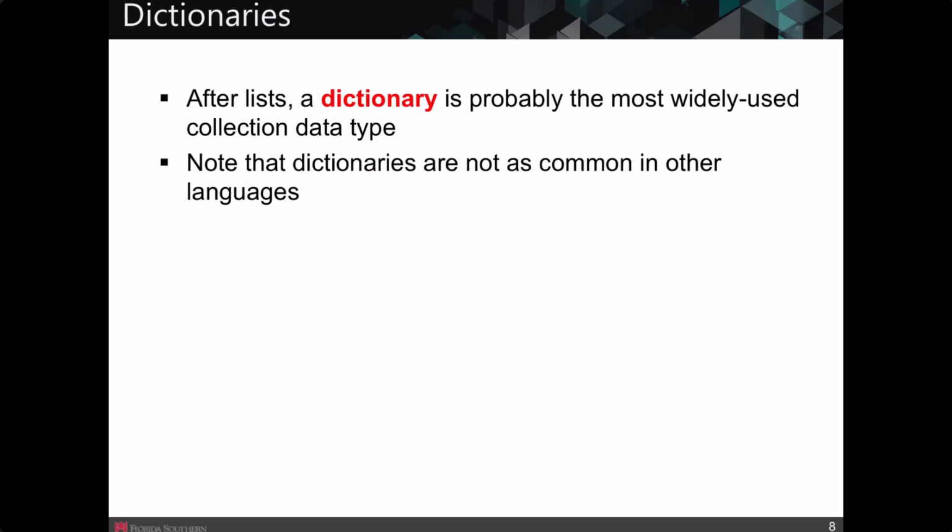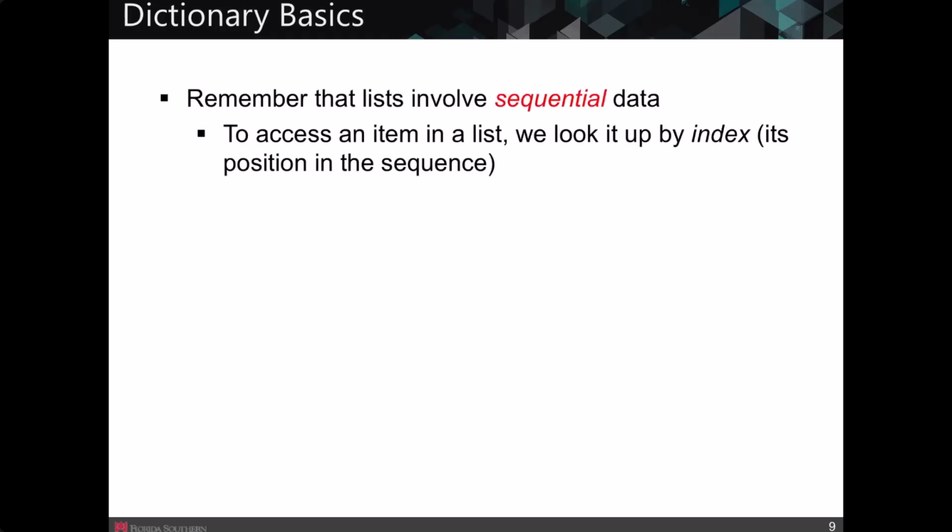So the last type of data collection is perhaps the most interesting for Python programmers, and that's something called a dictionary. Note that it's not as common in other languages. You might hear some similar data structures, like a hash map, perhaps in Java. But dictionaries are really powerful, and here's how they work. So lists, in general, if you recall, they involve sequential data. So you access items in the list by the index. The index is the position in the sequence.